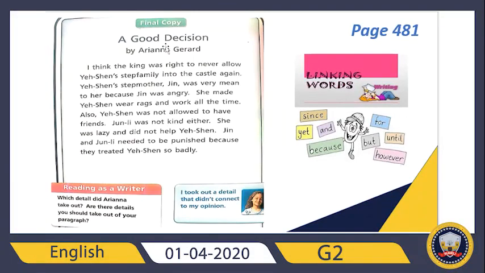A Good Decision by Ariana. I think the king was right to never allow Yixin's step-family into the castle again. Yixin's stepmother Jin was very mean to her because Jin was angry. She made Yixin wear rags and work all the time. Also, Yixin was not allowed to have friends. Zhenli was not kind either. She was lazy and did not help Yixin. Jin and Zhenli needed to be punished because they treated Yixin so badly.